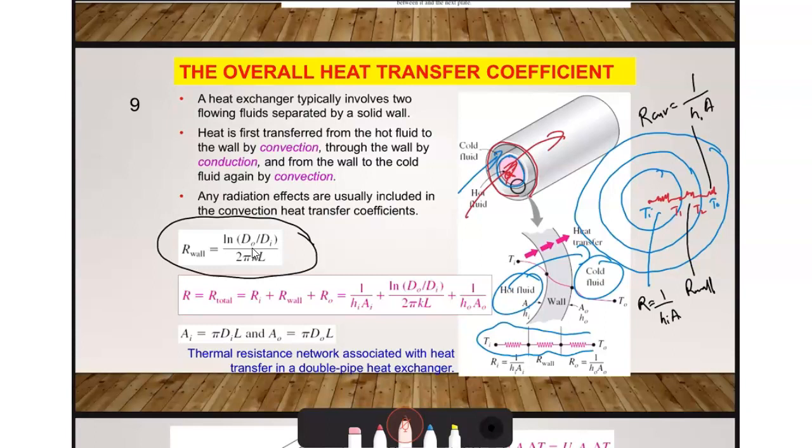And we add everything, we get our total Ri plus R wall plus Ro. We get these formulas. Ai equals pi dI L, and then we have Ao equal to pi dO L.